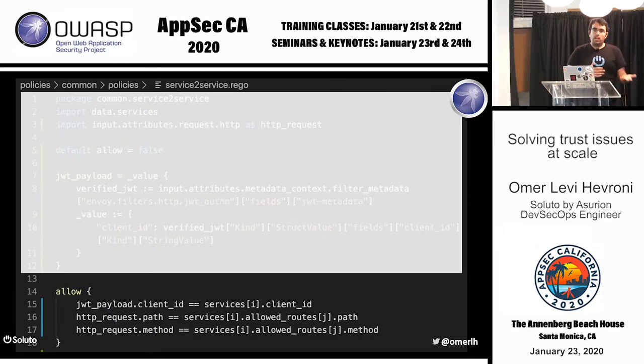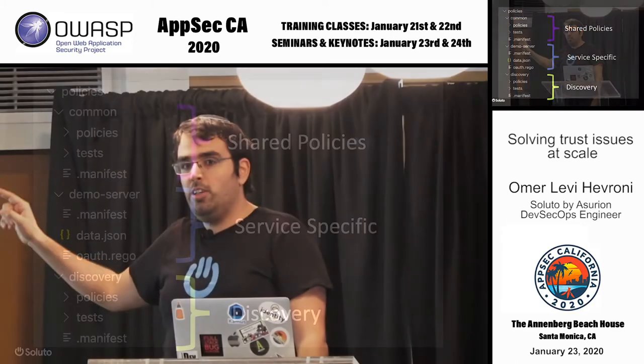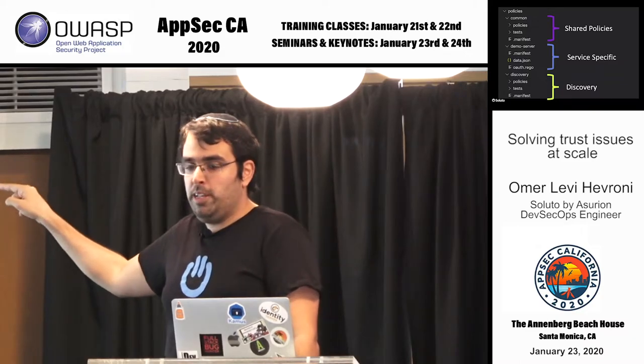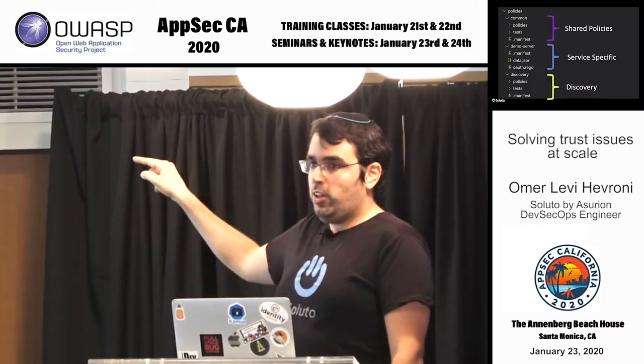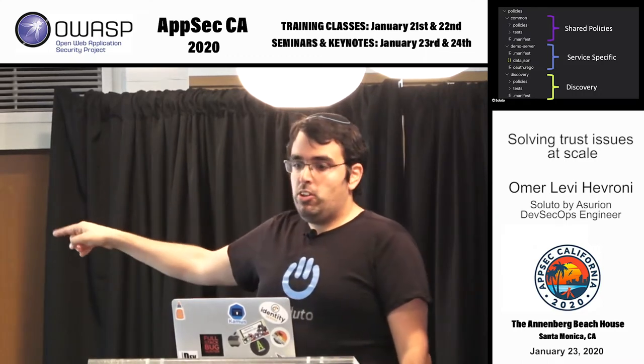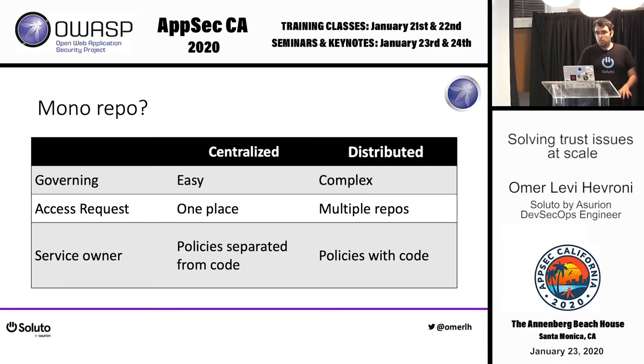And if we talk about how our repository is going to look, we are going to have one folder for each service containing the data file of this service, the list of clients that are allowed to access it. We have a shared policies folder, and this is the most important folder. You want your security team to look at each commit going there because it's affecting all your services. So you want to have a really careful review there. And on the last part, I'm going to talk in a minute. And yes, this is a monorepo, which has its own pros and cons.